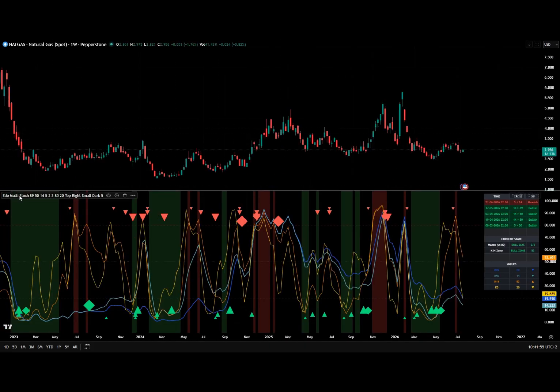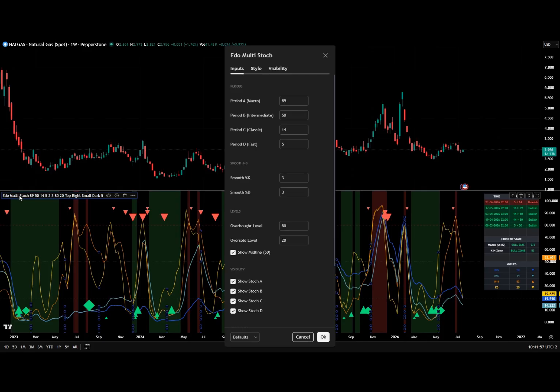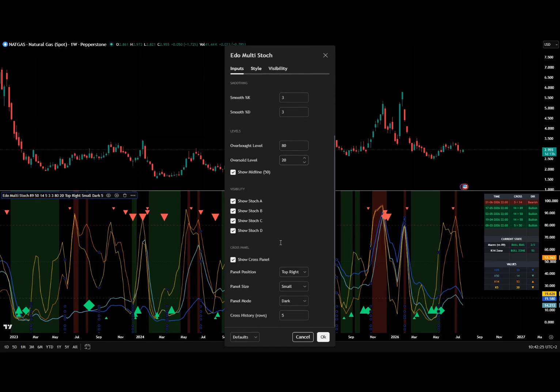Let's open the settings and go through what you can change. The 4 periods come first, 89, 50, 14 and 5. Macro, intermediate, classic and fast. Then the 2 smoothing values, which decide how much noise you take out of every line. The overbought and oversold levels are yours as well, 80 and 20 by default, and the midline at 50 can be switched off. Each of the 4 lines can be hidden, so you can work with the macro pair alone if you want a cleaner window.